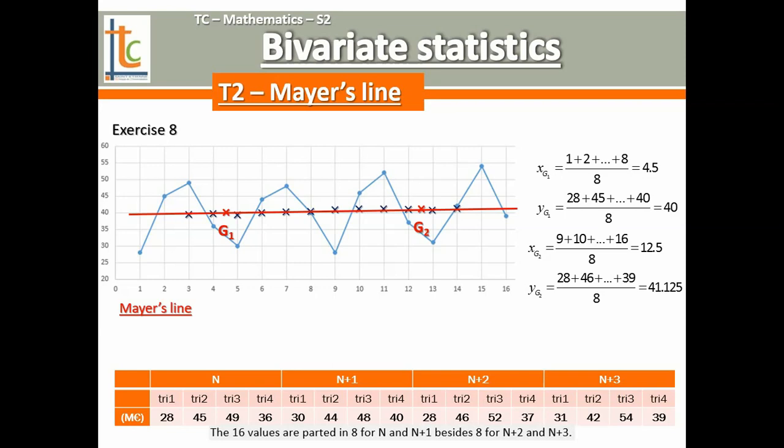How could we find the expression of a line knowing 2 points on this line? The first thing that we can calculate is the slope of the line, which is delta y over delta x. Delta y over delta x here means y of G2 minus y of G1, result 1.125, divided by x of G2 minus x of G1, 12.5 minus 4.5, result 8. So the slope of this line is 0.14 approximately.